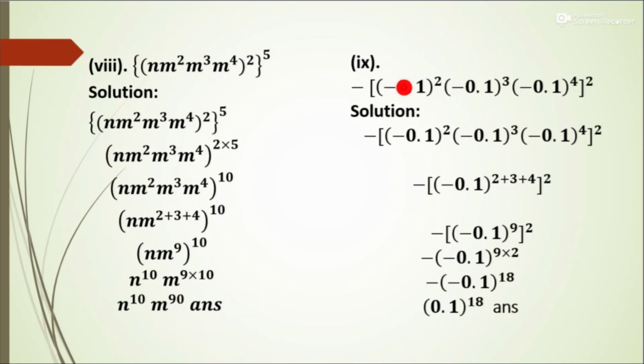Question number 9. Now in this question the bases are the same, 0.1, 0.1, 0.1, the bases are the same. So in this question again we write it in this form, 2 plus 3 plus 4. So we multiply by 9 and the power of n, 9 multiplied by 2 we write in this form, and we get 18, and the minus we write in the plus form. This is an exponential form of power.